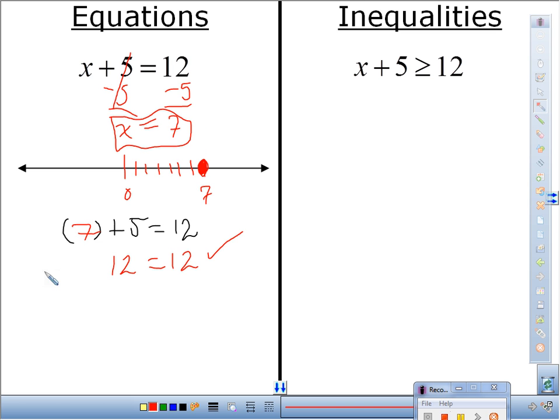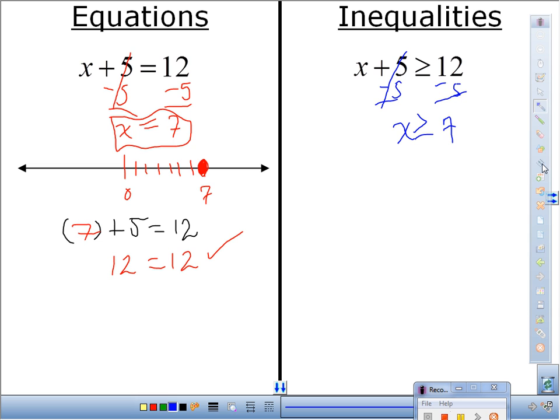The reason I wanted to go over the equations part is because the same process is going to apply for inequalities. So I'm going to do that in blue. Let's do it together. To solve this inequality, I need to simplify each side. I can't simplify anymore. Step 2, isolate. What do I need to do here? Subtract 5 from each side. Cancels. We're left with x is greater than or equal to 7.